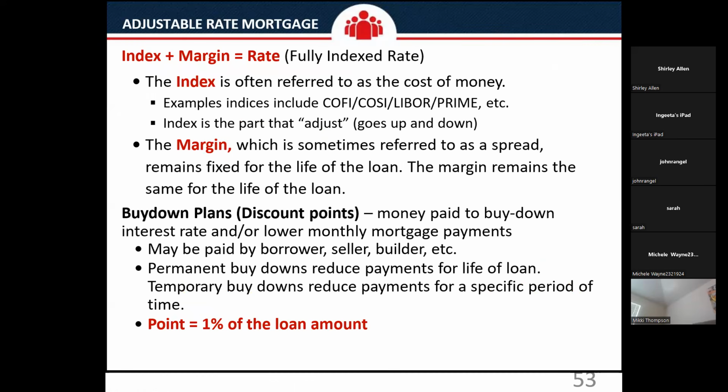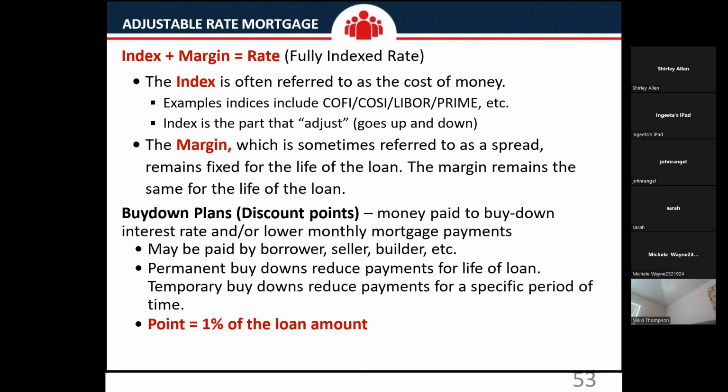Let's talk about adjustable rate mortgages. How you create the fully indexed rate is basically what all the questions are going to be about, and knowing what the components of the adjustable rate mortgage are. The index plus the margin is considered the fully indexed rate. The index is often referred to as the cost of money.